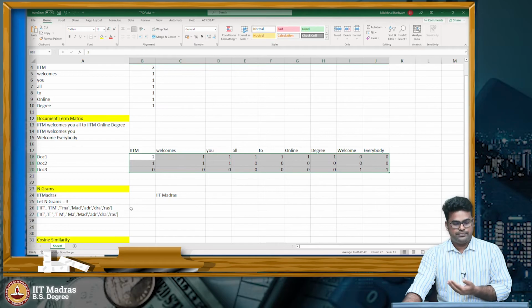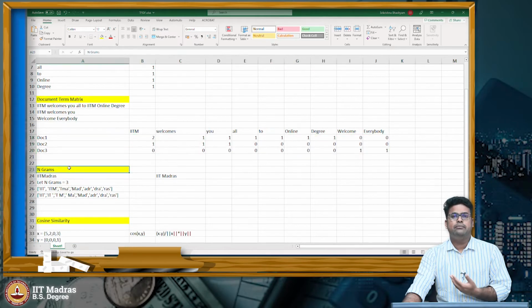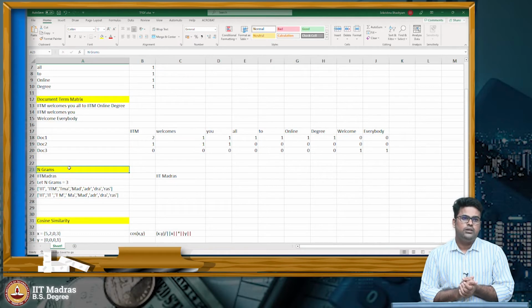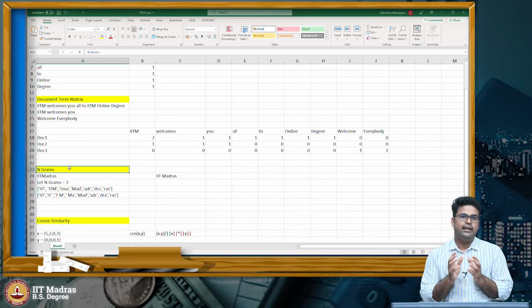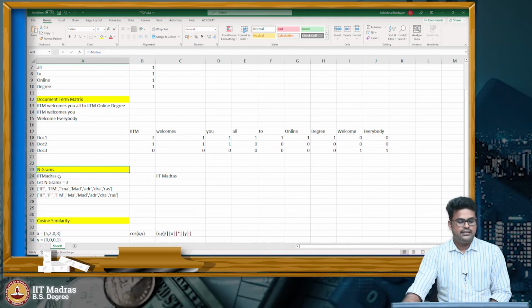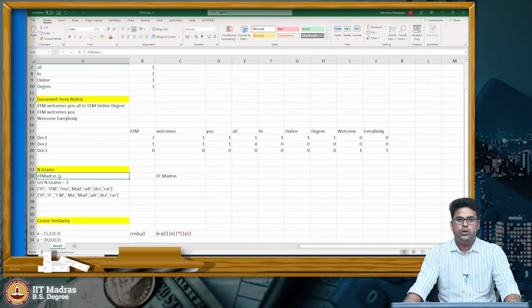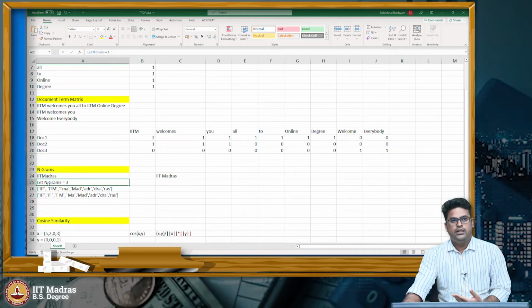Moving on to the next one, something called n-grams. So n-grams is essentially, n denotes a number and grams is essentially how to build a subset from a given word. For example, let's take the word IIT Madras, and n-grams is 3. So we can form a subset of words which are having a length of 3 each.